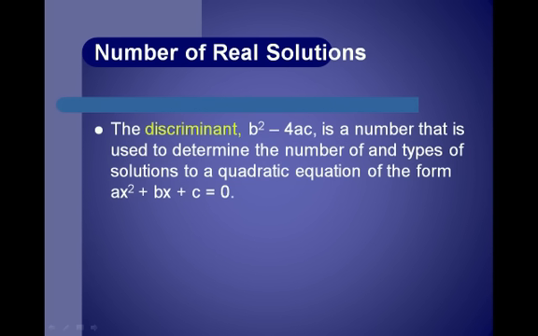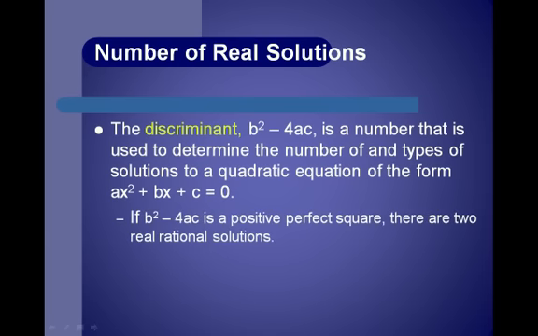Okay, so we're going to use the discriminant to determine the number of and types of solutions to a quadratic equation. Like we said earlier, if b squared minus 4ac is a positive number that is a perfect square, then there are going to be two real rational solutions. That was the example I gave you, negative 2 plus or minus the square root of 25 over 4. Square root of 25 simplifies to 5, and we're able to find our two answers.